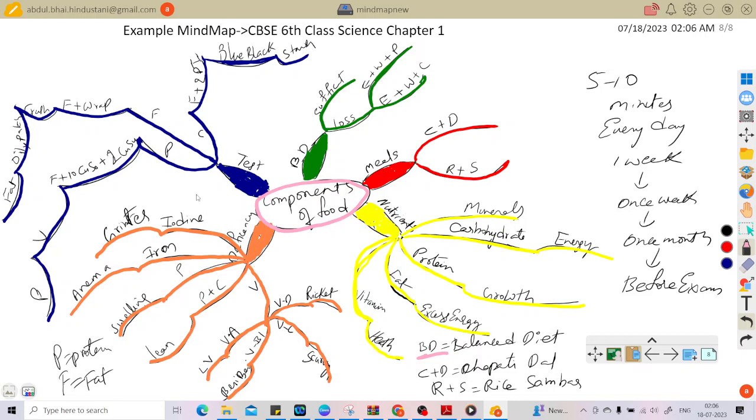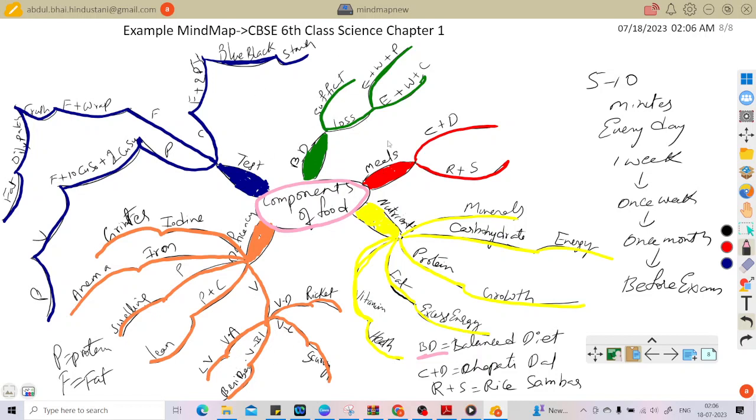Likewise the deficiency, right? When there is a deficiency of iodine, what is the disease? Goiter. Deficiency of iron, anemia is the disease. Deficiency of protein, swelling. Deficiency of protein plus calories, the person will become lean and thin. Vitamin deficiency, different types of vitamins A, B1, C, D, and their associated diseases.